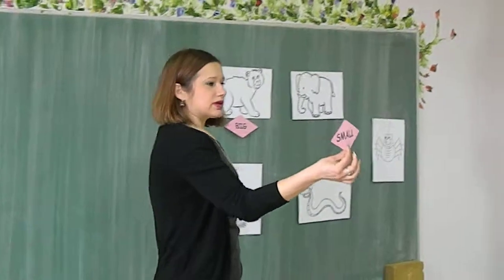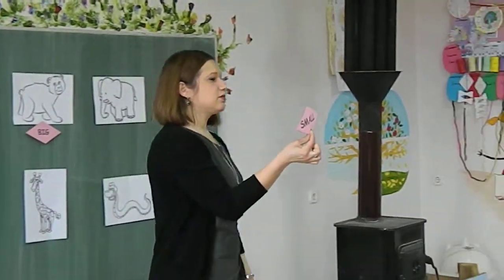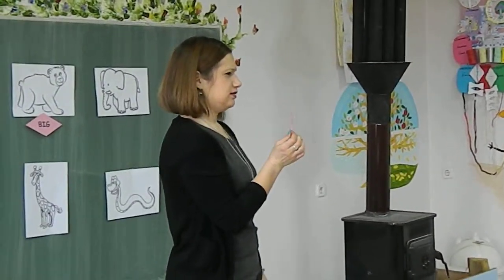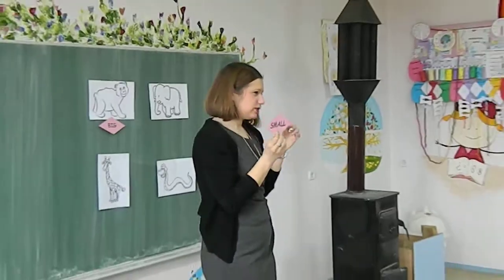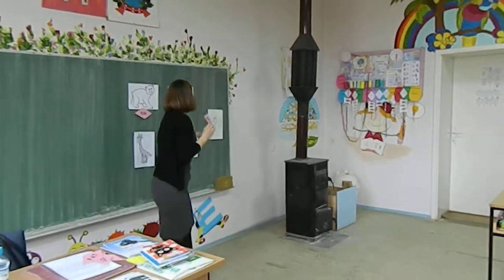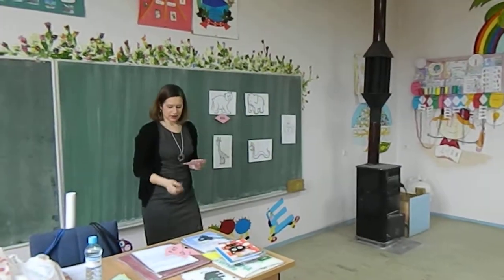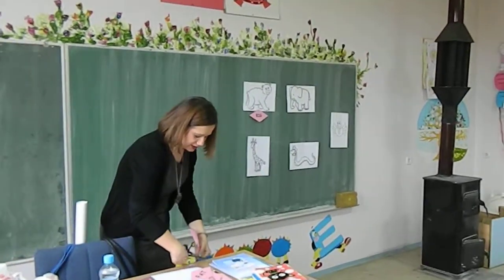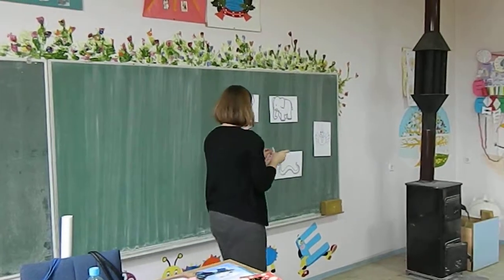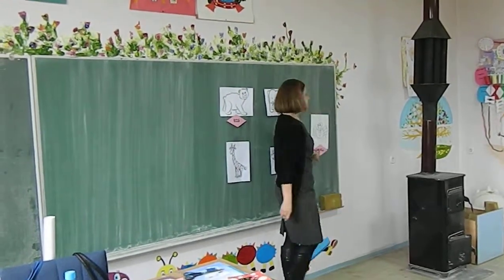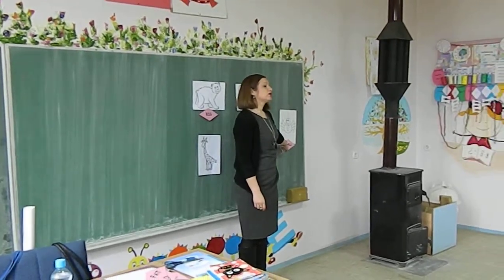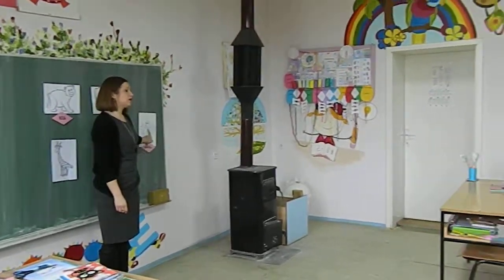Now look at this word. What does it say? Small. So what's that? Yes, this was big and this is small. Okay, so where do we put the word small? Spider. Spider, yes, well done. So we can say a small spider. There it is. Repeat after me, small. Small spider. Yes, a small spider.